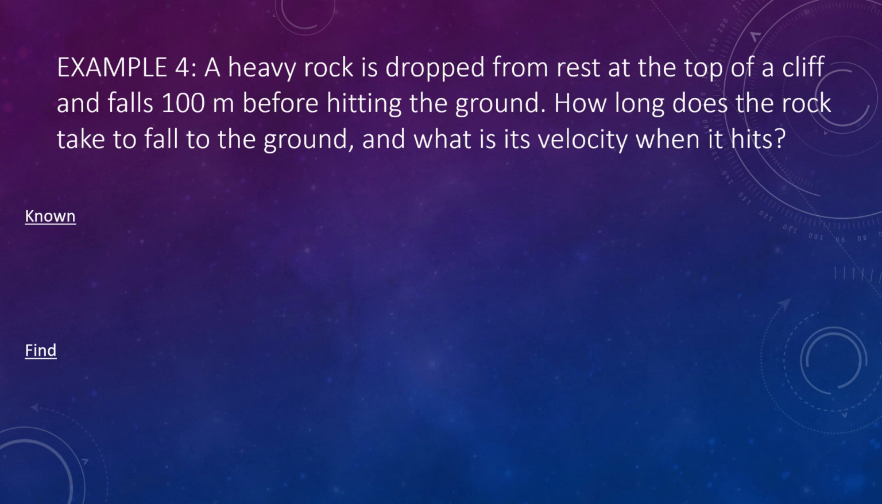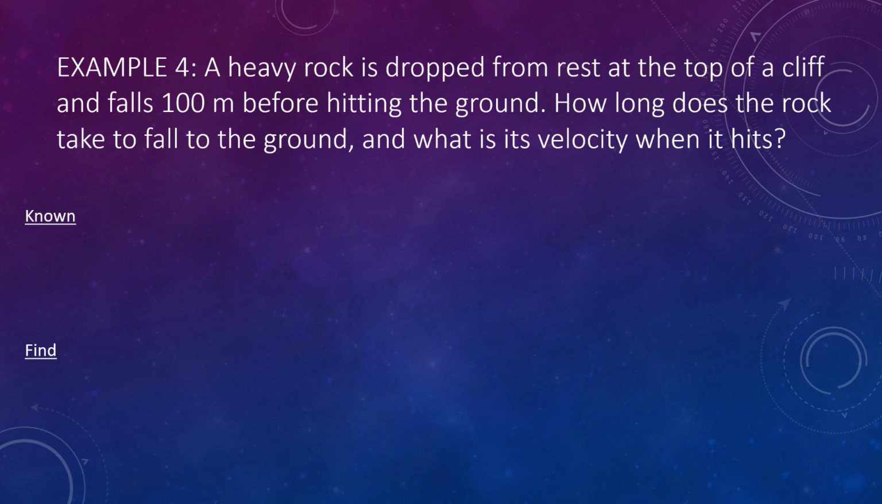Example 4. A heavy rock is dropped from rest at the top of a cliff and falls 100 meters before hitting the ground. How long does the rock take to fall to the ground, and what is its velocity when it hits?